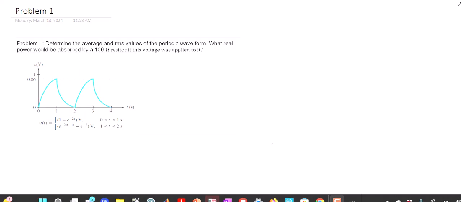We need to find the average and RMS values of this periodic waveform, and then we need to determine what real power would be absorbed by a 100 ohm resistor if this voltage was applied to it. So to find the average value of any function, if it's periodic, you just need to get one period, so you need to look and see where it repeats. And so we have one period from 0 to 2.